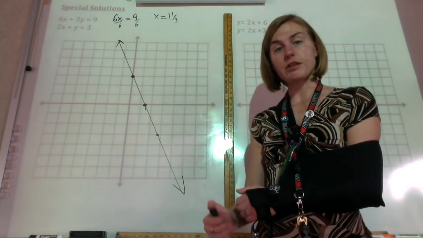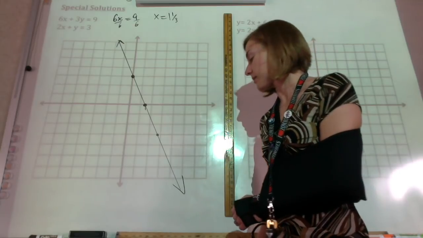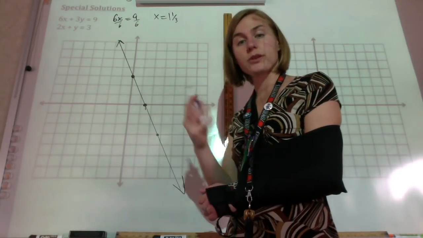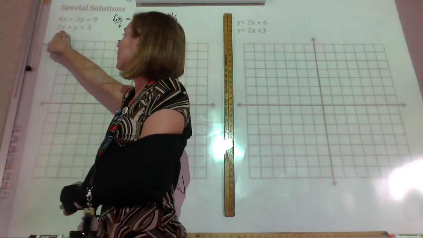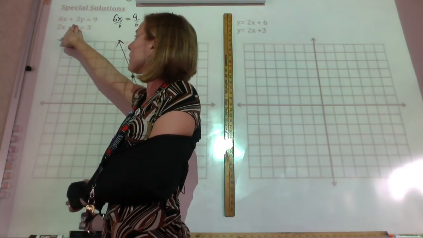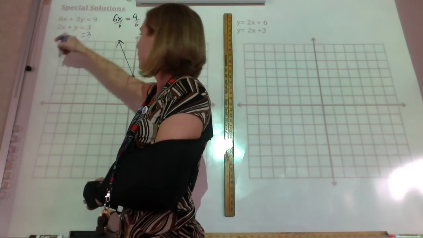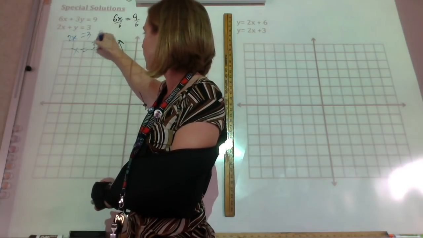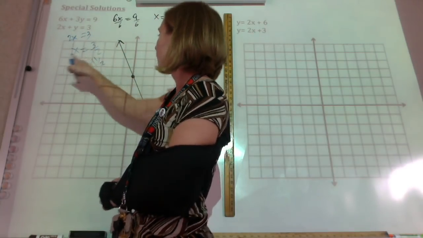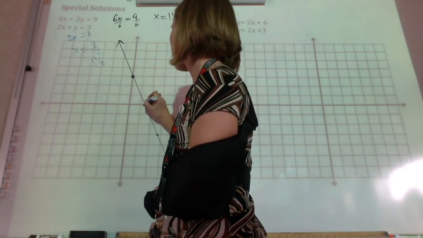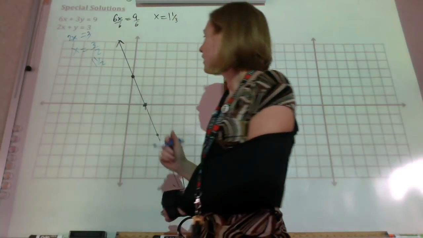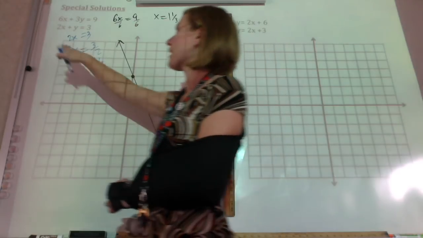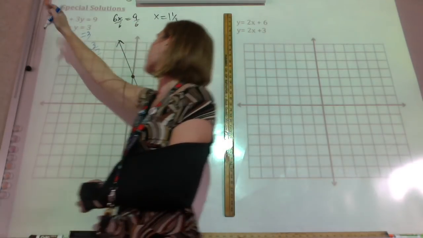All right, so we have the first equation. Now we need to graph the second equation. The second equation is also in standard form, so we're going to use the intercepts. Cover up y, so we have 2x equals 3. So if I want my x-intercept, I do 3 over 2, which is 1 1/2. So x crosses at 1 1/2. And then if I want my y-intercept, I cover up x, y equals 3.